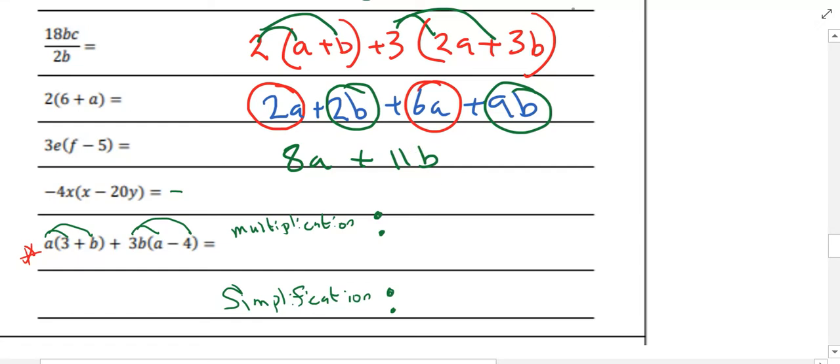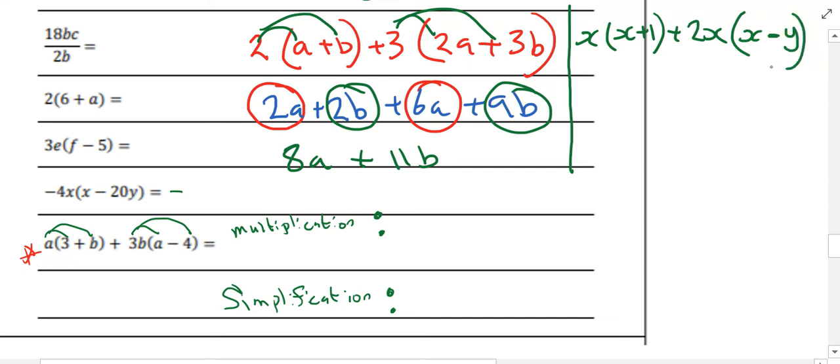Okay, I'm going to give you a nasty, horrible one to do. x plus 1, 2x, x minus y. Yuck. Pause the video and see if you can do this. Okay, so let's look at the solution. x times x is x squared. 1 times x is just 1x. We've got 2x squared, negative 2xy. Now let's circle the like terms.